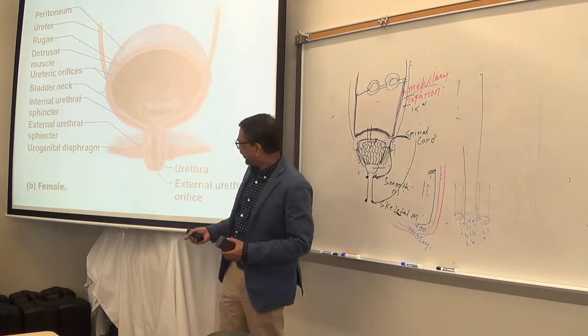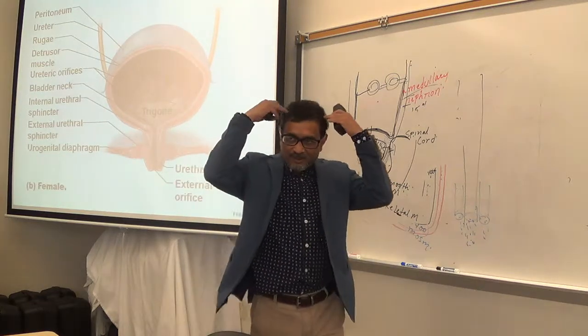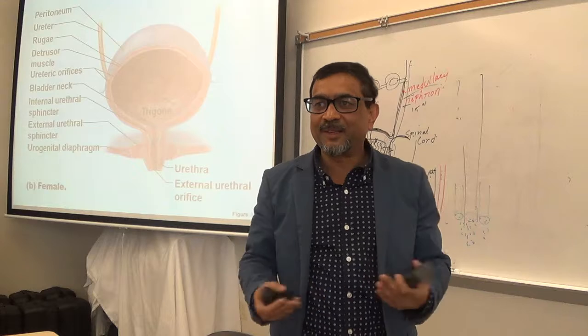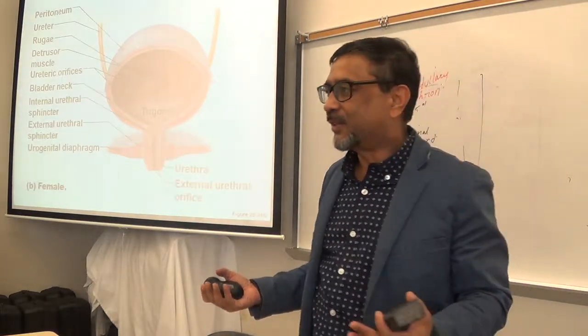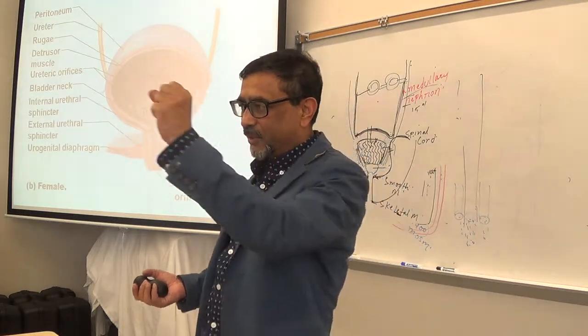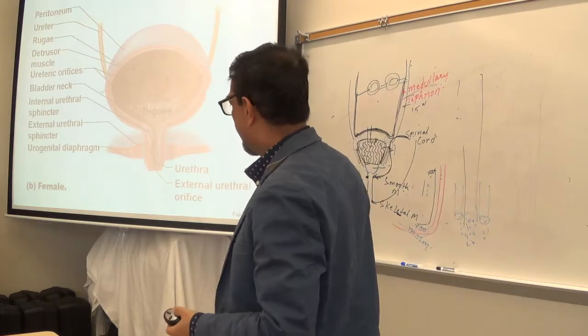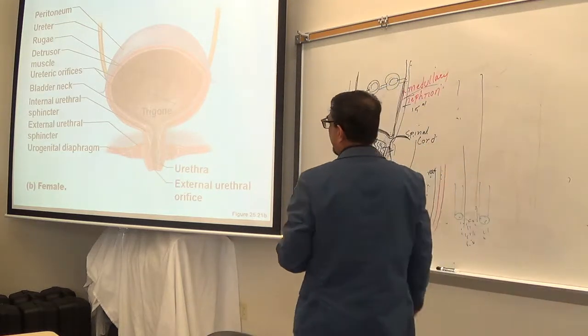You know, when we get older, the muscles get weak, right? So your voluntary control on the muscle gets weaker, right? So sometimes that happens, the external sphincter is not constricted enough. That can cause a problem if you lose the motor control on the muscles. Anyway.